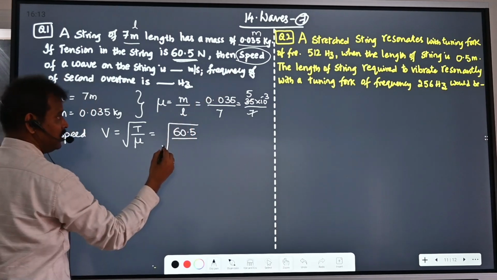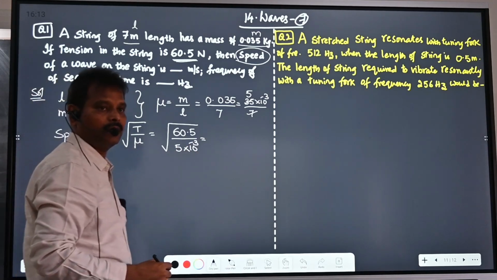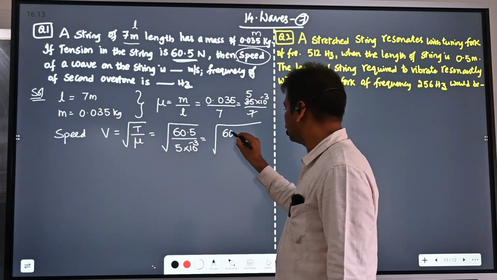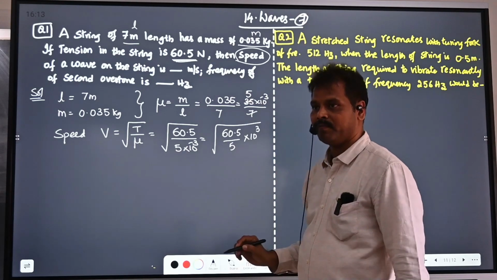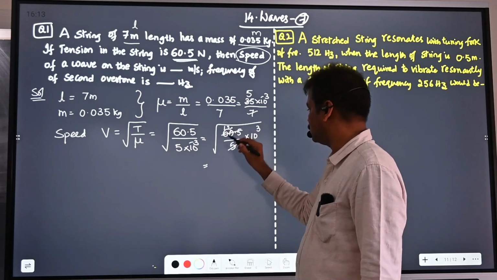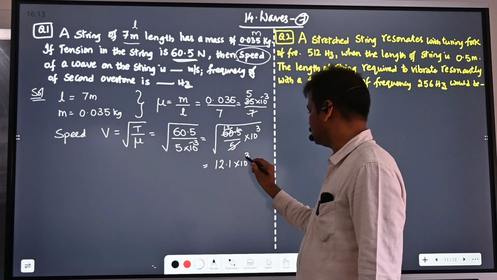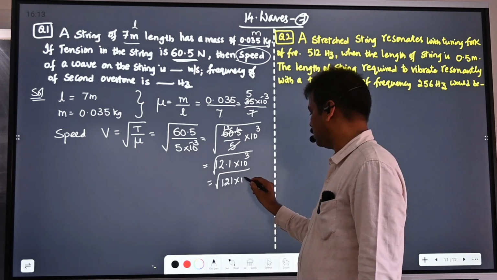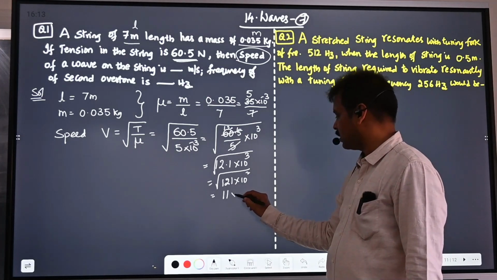60.5. What is the linear density? 5 into 10 power minus 3. So you can write this as root over 60.5 by 5 into 10 power plus 3. This will become 121 into 10 power 3 under root, 121 into 10 square. Root 121, root 10 square.